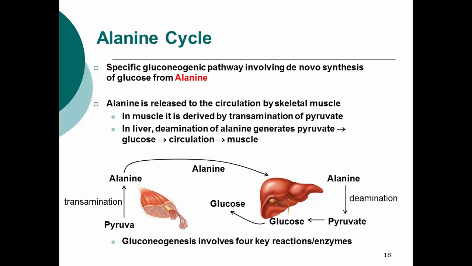Any questions about these two specific gluconeogenic cycles? Try to remember the purpose of these cycles, in which physiologic condition these two cycles occur, where the substrates and precursors come from, and how they produce and make glucose.